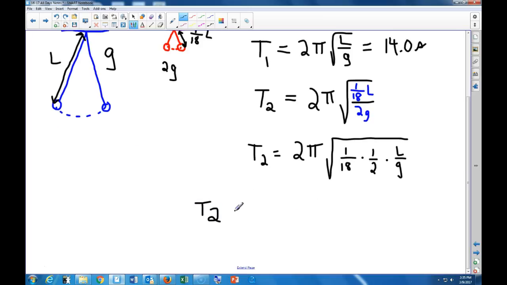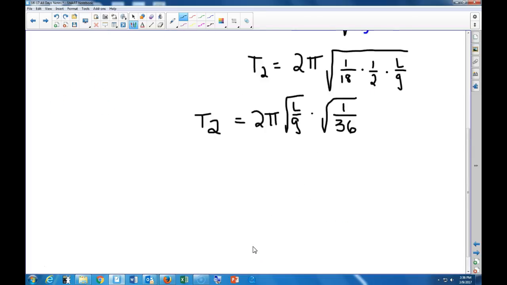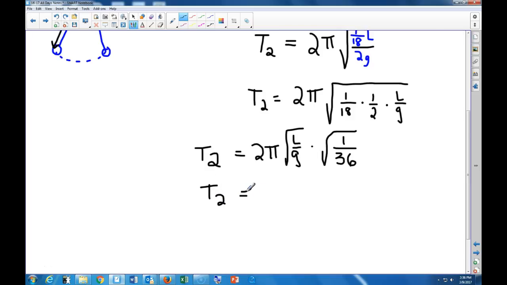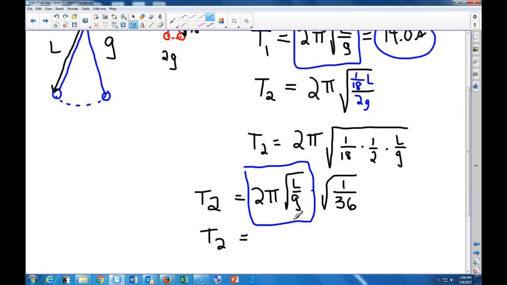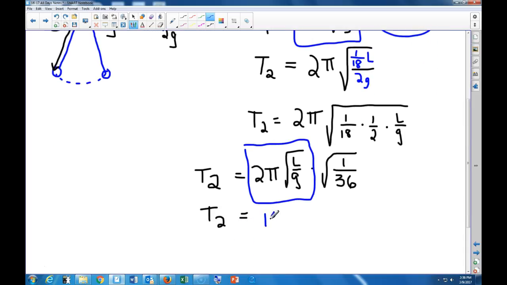So here's what I can do now. I can break up the radical, distribute the radical to this and also to this. This is legal mathematically. So I'm going to put the radical L over g first times the radical 1 over, well, 18 times 2 is 36. All right, and now I'm almost done. I can look and say, hey, wait a second, 2 pi radical original length over original g, that is identical to this expression, which equals 14. So this thing is 14.